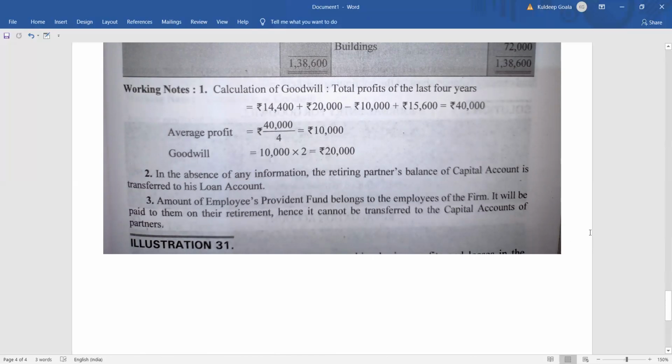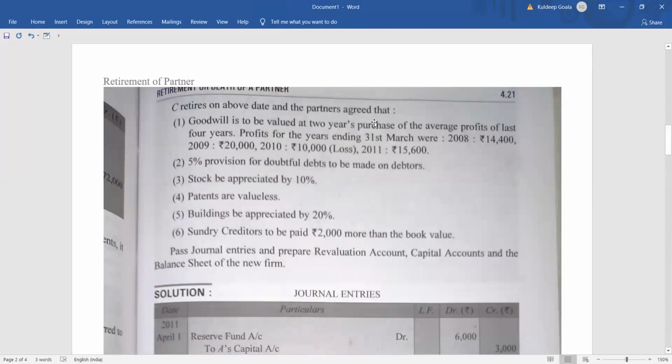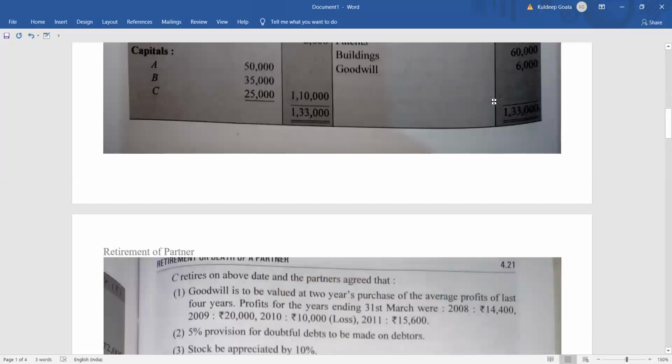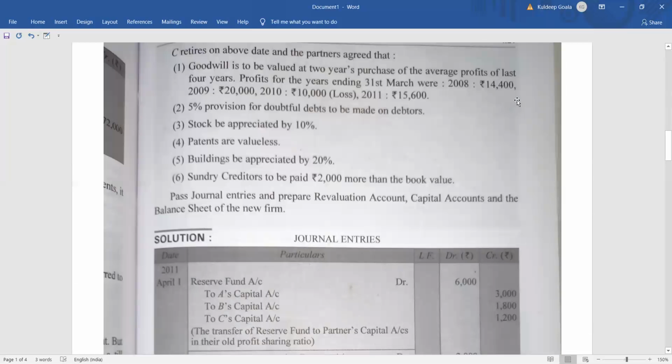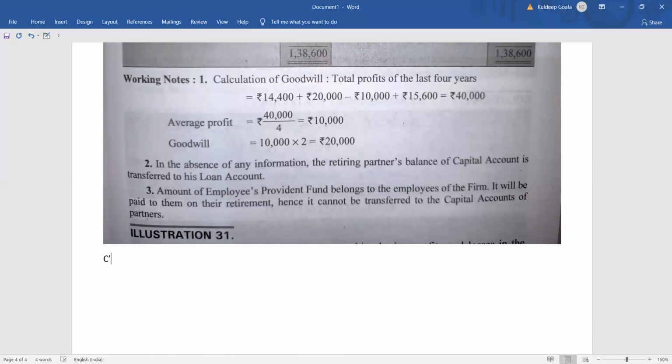So what will be the retiring partner's share? Who is the retiring partner? C, isn't it? We saw in the question it was C. You can see once again, C retires. Okay, so what is C's share? C's share is 2 by 10. 5 plus 3 plus 2 is 10, right? So let's find out what is C's share of goodwill. So C's share of goodwill equals to how much? 20,000 rupees is the amount of goodwill, isn't it?